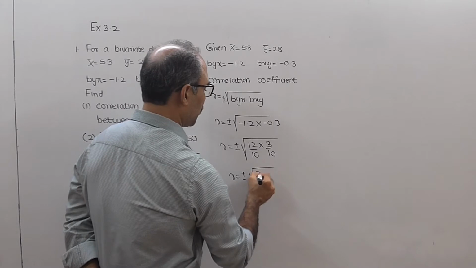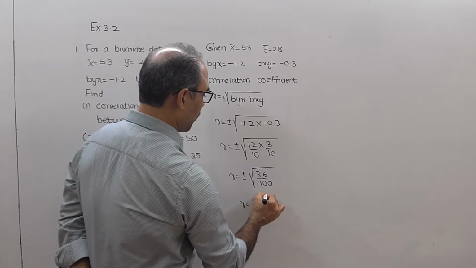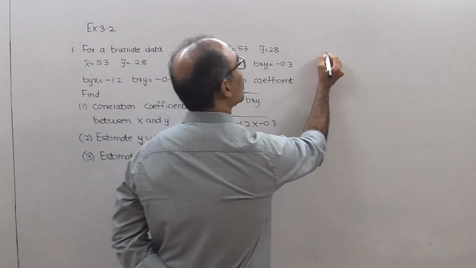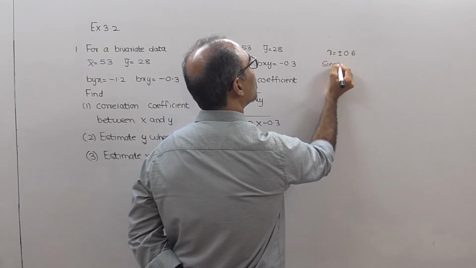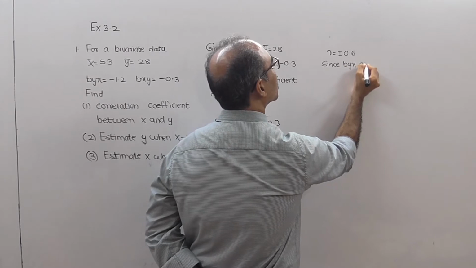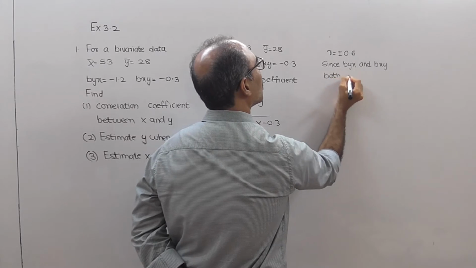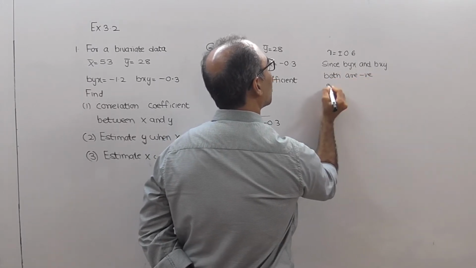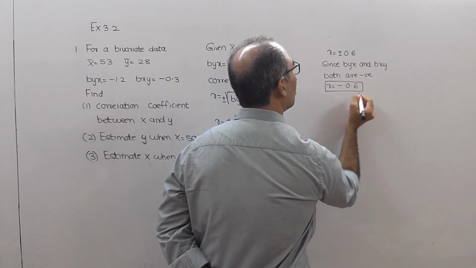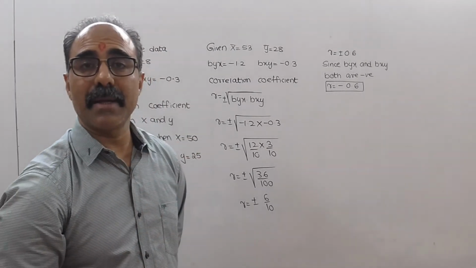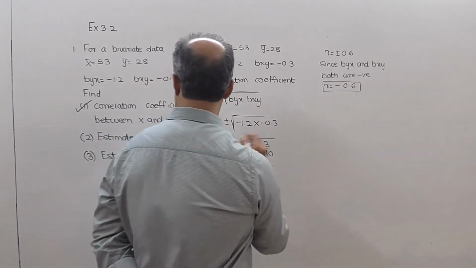r equal to plus or minus root of 36 upon 100, r equal to plus or minus, this will become 6 by 10, so r equal to plus or minus 0.6. Since byx and bxy both are negative, r equal to minus 0.6. So whenever you have got byx and bxy both being negative, the value of r will also be negative. So we are done with the first sum. Now we can go for the second sum.